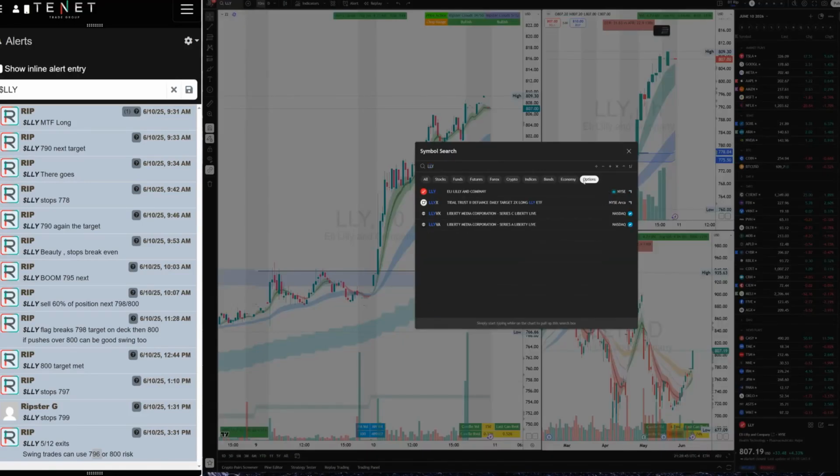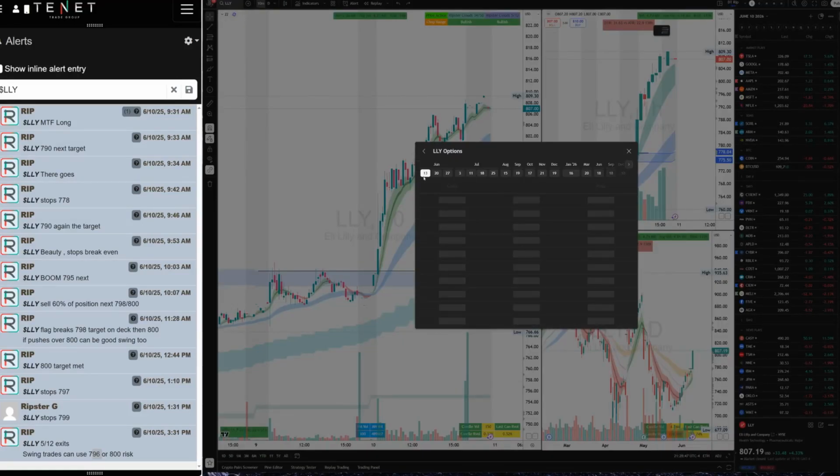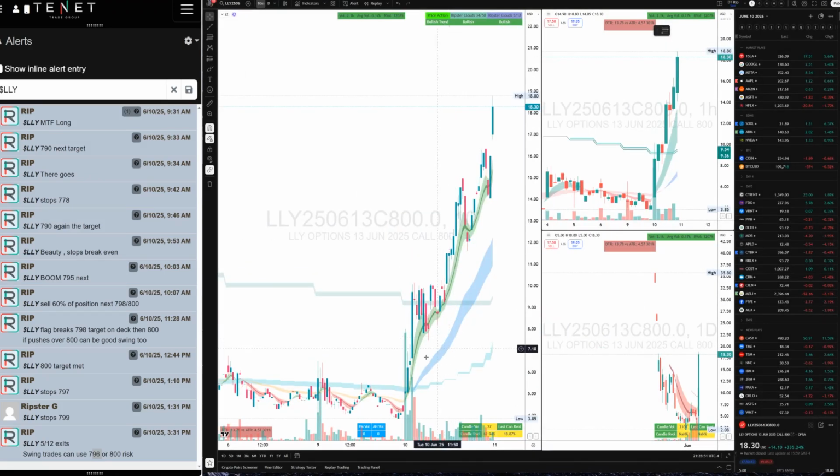Or you could have traded options on Lily. On that options, you could have taken 800. I told the traders the 800 lotto is nice. That ran from 6 bucks to 18 bucks, 300%. You don't need to go crazy. If you're a small account, you just need 1 or 2. 600 turns into 1800. 1200 turns into 3,000, 3,600. So that's how you need to trade it. You need to scale out, hold, scale out. Just like I said, sell 60%, hold the rest.